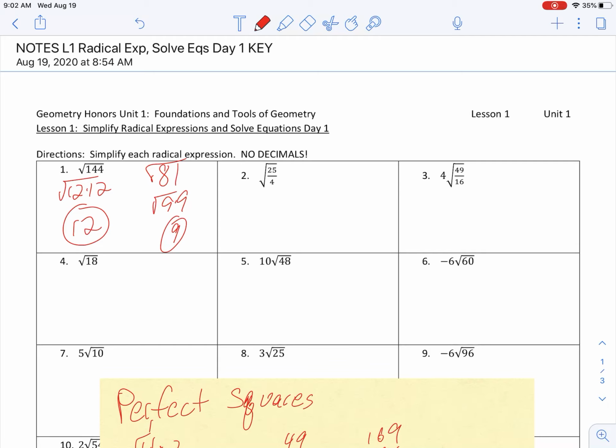25 fourths. Okay, it's a fraction. We love fractions. Sarcasm is hard to hear through remote learning like this. Square root of 25 fourths. Break it into 2 smaller square roots. We know the square root of 25 is 5, and we know the square root of 4 is 2. So it simplifies down to 5 halves. Example 3.